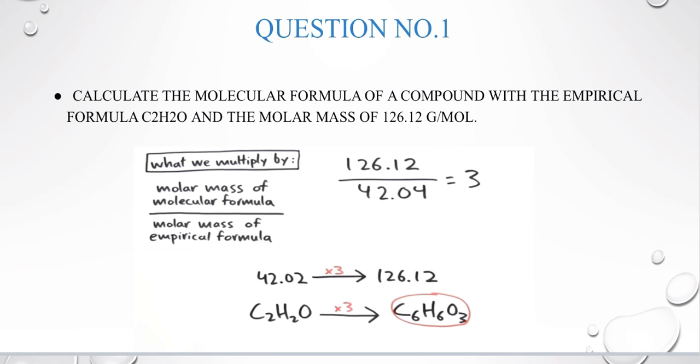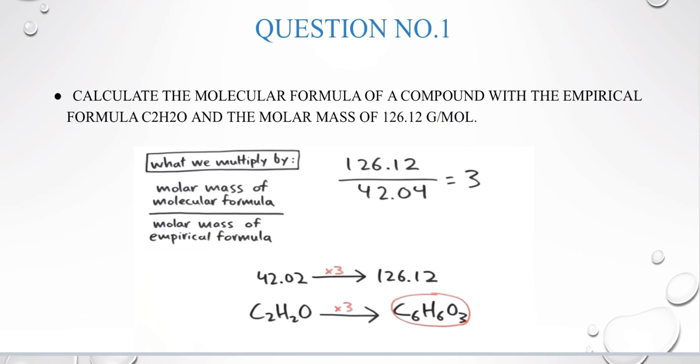So the empirical formula, we know it, and the molar mass of 126.12 gram per mole. As we are reminding the formula, in order to get the number that is going to be multiplied by the empirical formula to get the molecular formula, the actual formula, we take the molar mass of the molecular formula divided by the molar mass of the empirical formula.